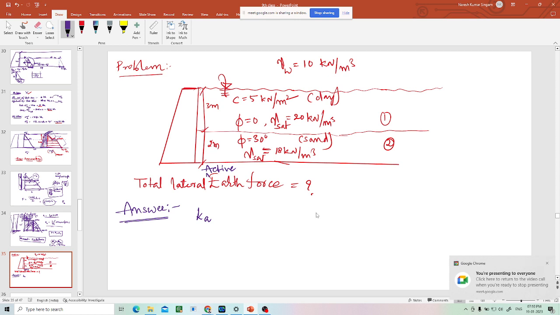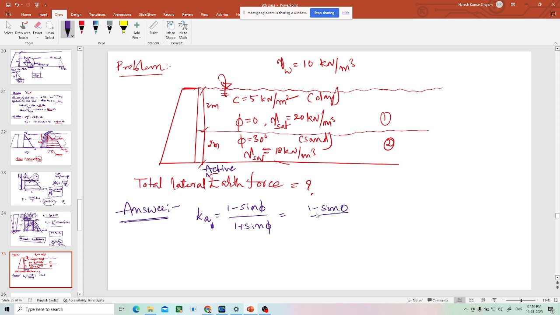So now our aim is to find out active earth pressure, active earth force. For that you need the Ka value. You know the formula, Ka equals 1 minus sine phi by 1 plus sine phi. For the first layer, Ka1: 1 minus sine 0 by 1 plus sine 0 is equal to 1. So Ka1 equals 1.